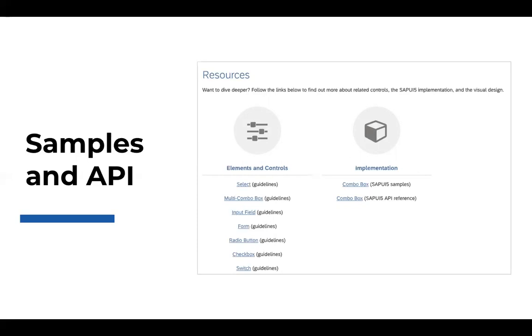So you'll see the top one on the right side under implementation. We'll see SAP UI5 samples. So that's a link that'll take you to all sorts of sample code that SAP has to help you out on implementing, pretty much all of the different UIs. But this one, it links us directly to the UI element that we're looking at. So combo box. If it's a very simple control, they'll have one example.